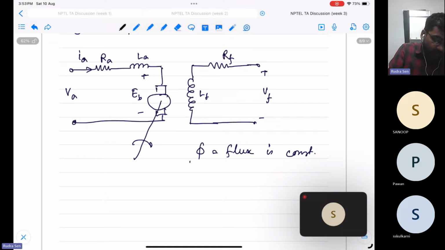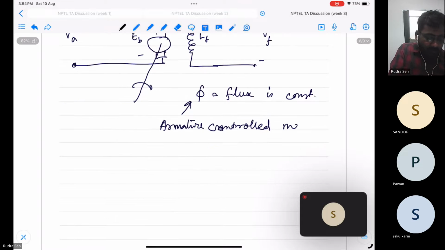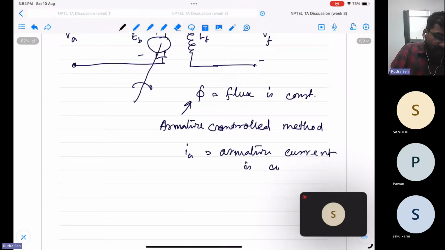That means this is basically armature controlled method, and IA is kept constant. Sorry, that is, armature current is constant for field control. Now, in case of field control method, sorry.